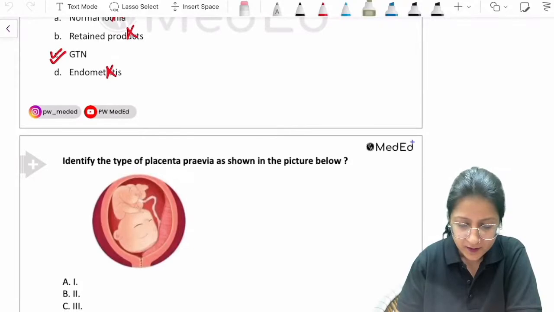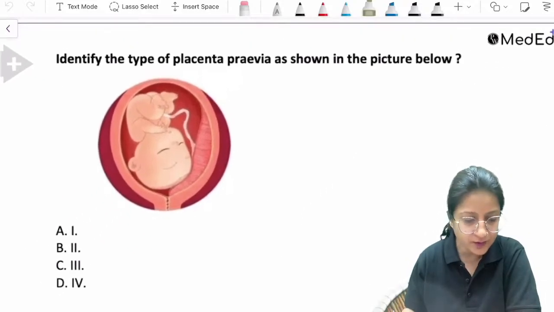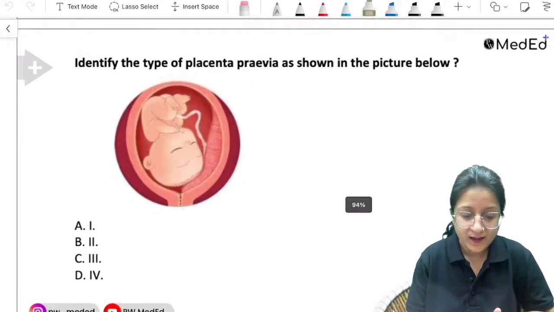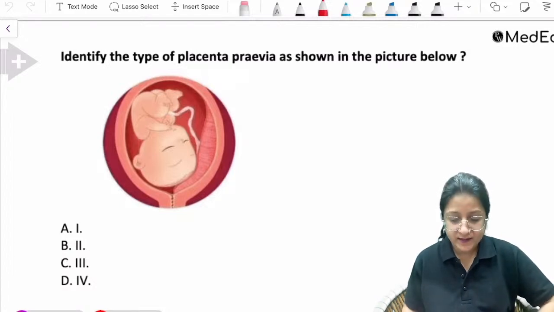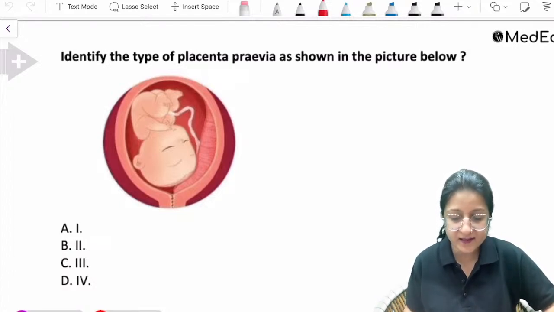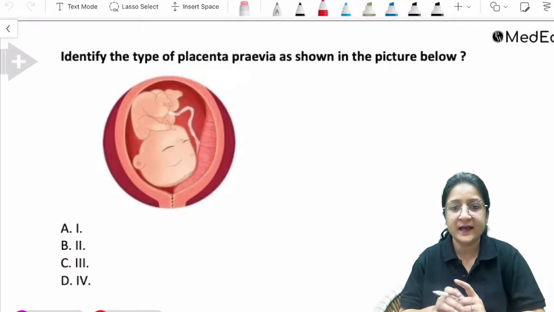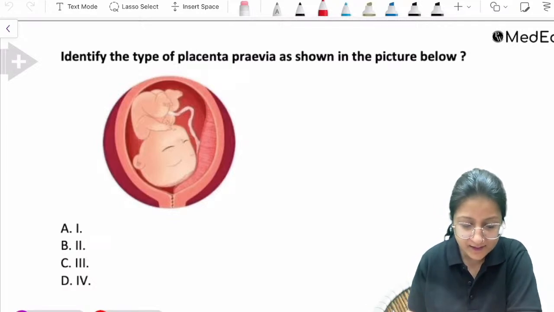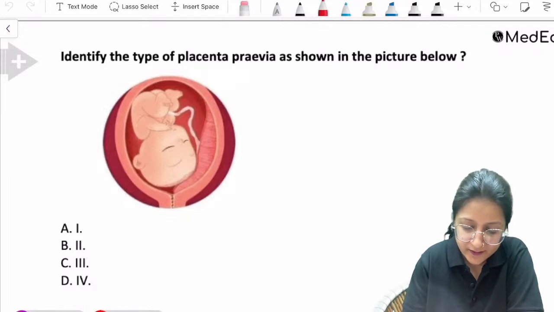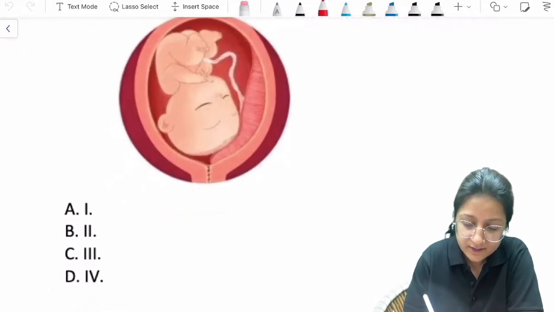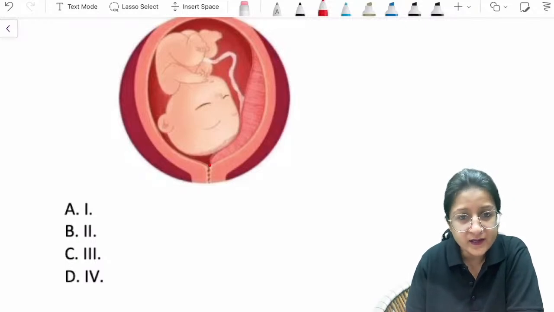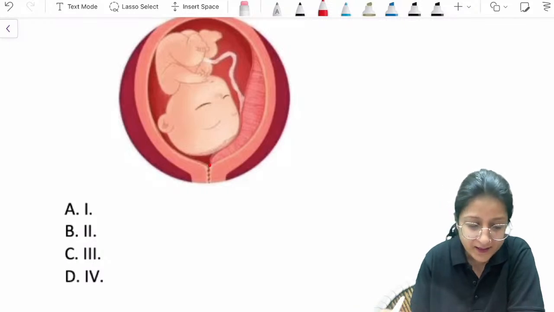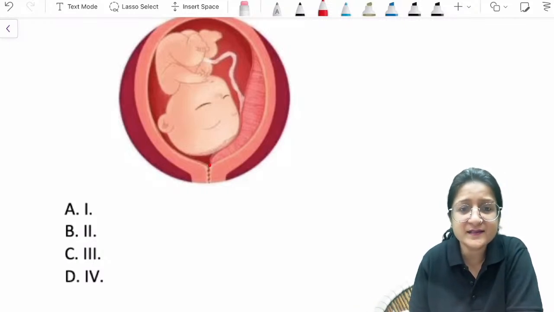All right. So now I have this question for you here. Hello, Jitendra. Identify the type of placenta previa as shown in this image. Yes. So you can see in this image that the placenta is in the lower segment, right? You can also see that the placenta is somewhere near the internal os, right? But it is just at the margins of the internal os, right? So this type of placenta previa is called marginal placenta previa, and that is type 2.